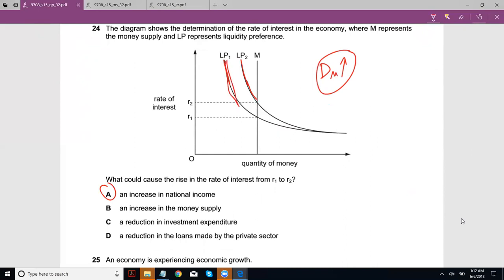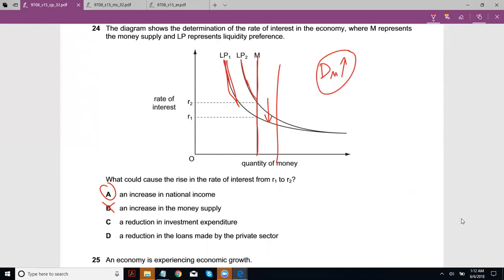That's mainly your precautionary and your transactionary demand for money, which are functions of income. If income goes up, your transactionary demand for money should go up, and that's fine. Your money supply is clearly constant here, and even if you increase your money supply, that would only have a downward effect on your interest rates rather than an upward. A reduction in investment expenditure.